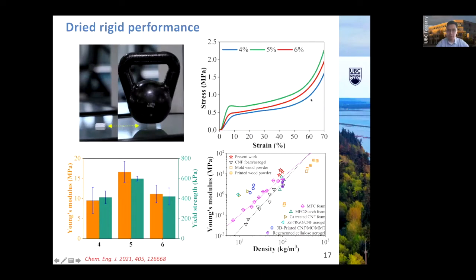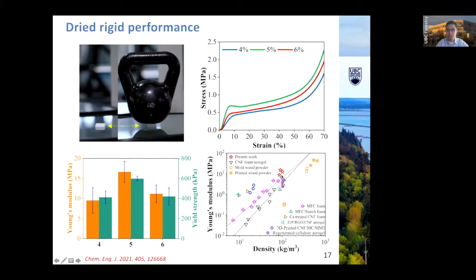the densification region. Interestingly, we saw that 5% has the best mechanical property, which is probably due to the balance between the regenerative cellulose and the crystalline cellulose. We also compare with other 3D printed materials as shown here. This structure is shown at the same density.